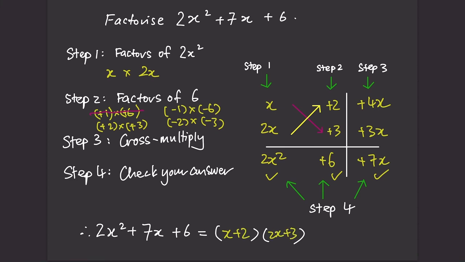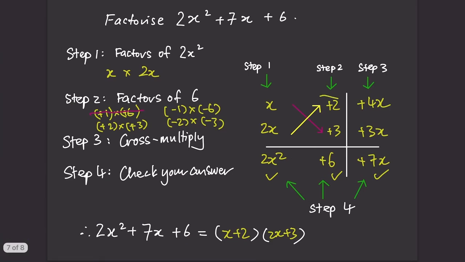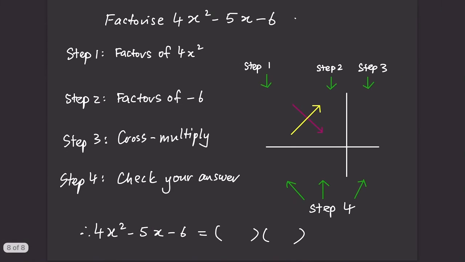Okay, so I'm going to just show you quickly another example. What happens if there are negative signs? It's not always the case where it's all positive and positive, right? So things can happen where you need to consider the negative factors. So here, 4x squared, you may need to consider two pairs of factors. So for example, is x multiplied with 4x, 2x multiplied with 2x.